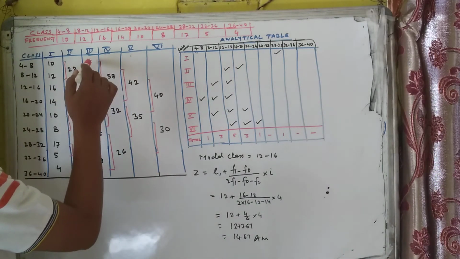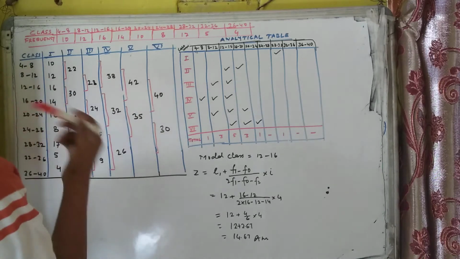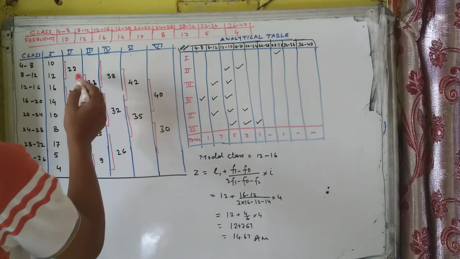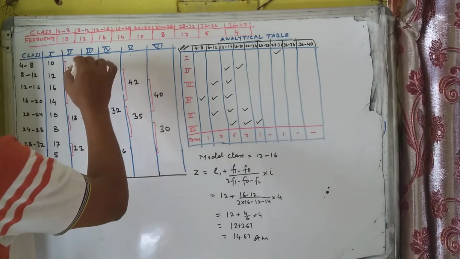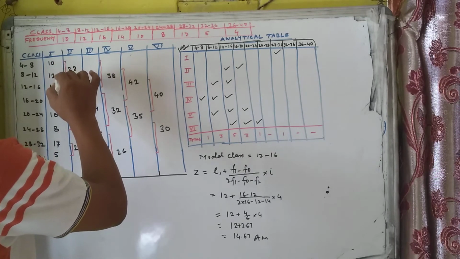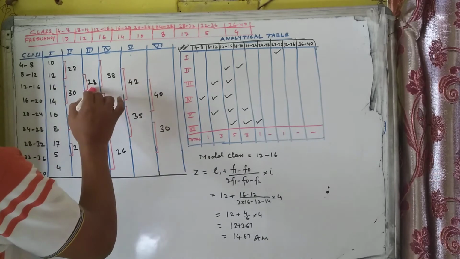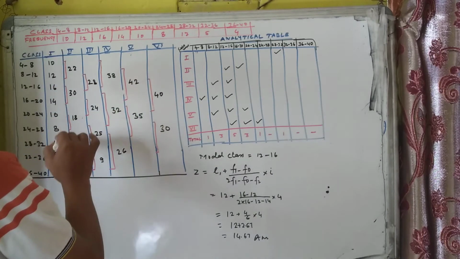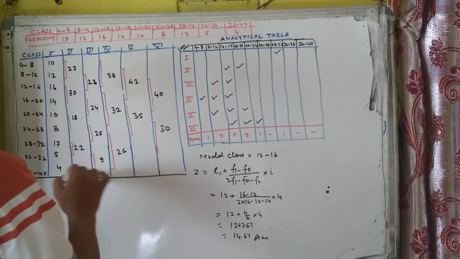In column number 3, we make the grouping like this. Leave the first frequency and take the next two. So 12 plus 16 is 28, 14 plus 10 is 24, 8 plus 17 is 25, 5 and 4 is 9.